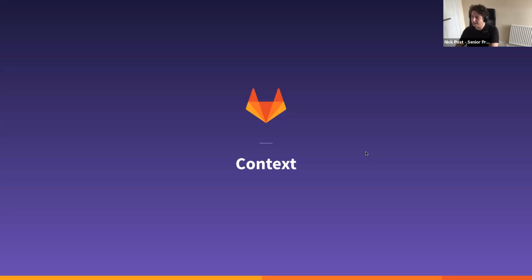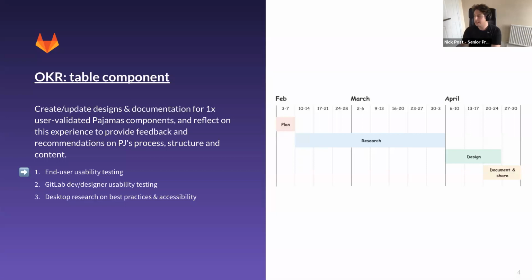So I'm going to set a little bit of background context as to what this research is all about. Earlier on, a couple months back, we set a self-imposed OKR for ourselves in Manage. What we wanted to do was update a component design and documentation within Pajamas using solution validation, as well as testing with users, also testing the usability of the component itself with developers and designers within GitLab, and doing some basic desktop research on best practices and accessibility. Then bundling all of this together to refine and provide recommendations on how we improve the components, and how we improve the Pajamas process and structure.